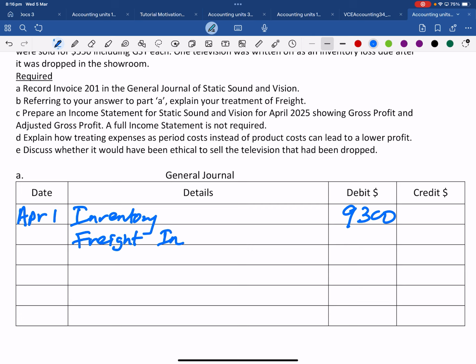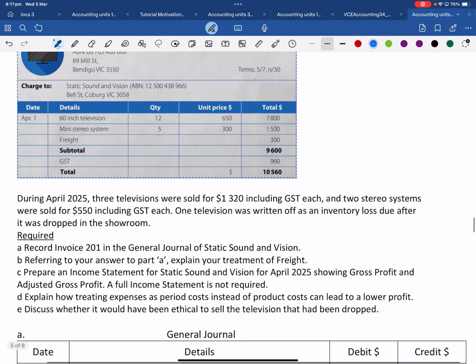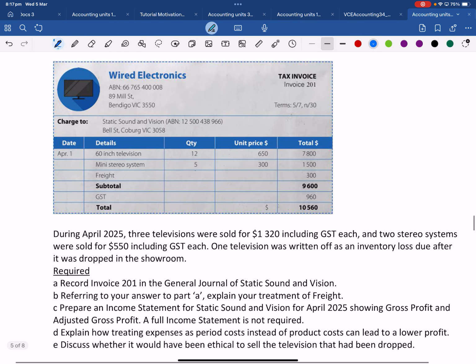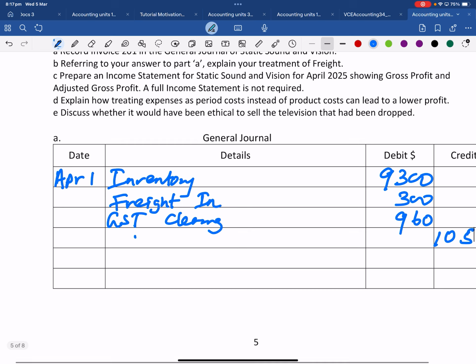Right. Freight in is how much? 300. And what is the next item? GST clearing, which is how much? 960. So then the total will be 10,560. Where do you credit? This is an invoice, yes? What is the source document? Invoice 20. It's an invoice.